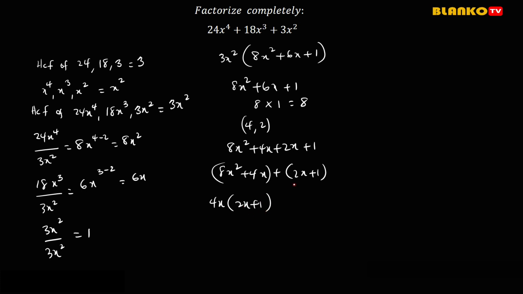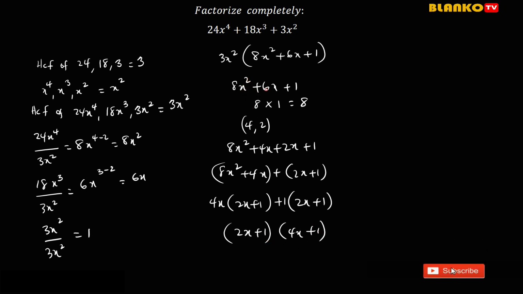Then we take the second group, 2x + 1 in the bracket. This is also equal to plus 1 outside the bracket multiplying (2x + 1) in the bracket. So we are going to factor out the common binomial. And this is equal to (2x + 1) in the bracket multiplying (4x + 1) in the bracket. So to factorize 8x^2 + 6x + 1, we got (2x + 1)(4x + 1).